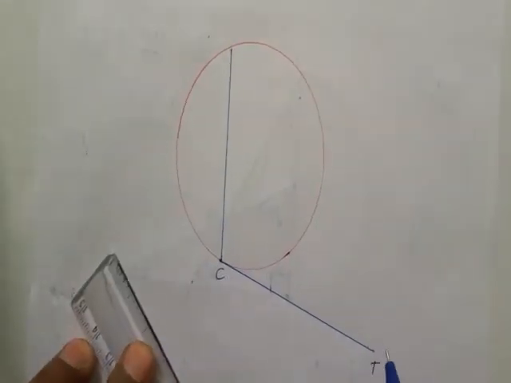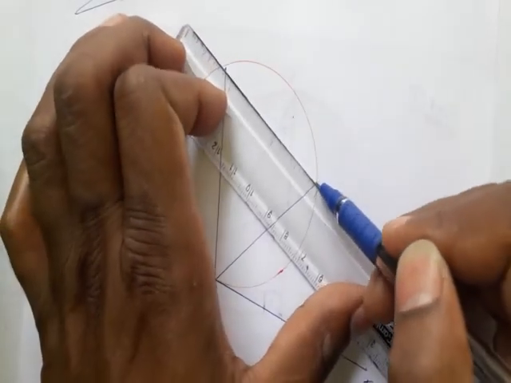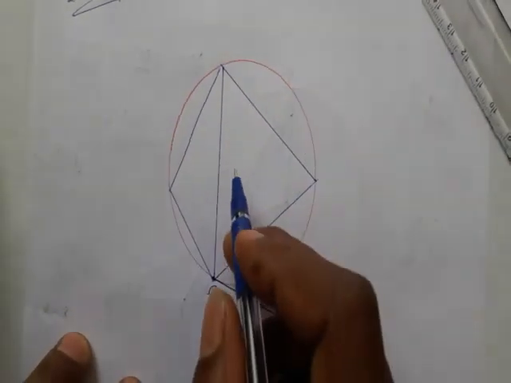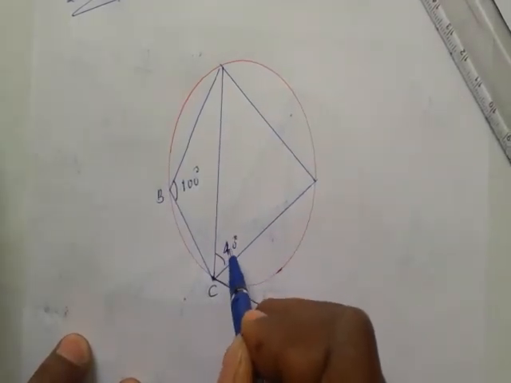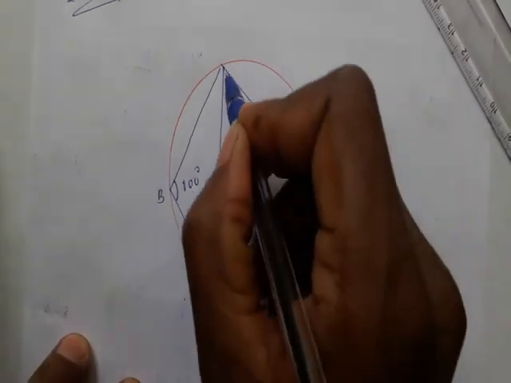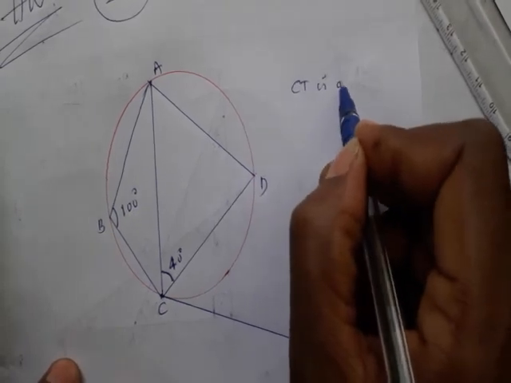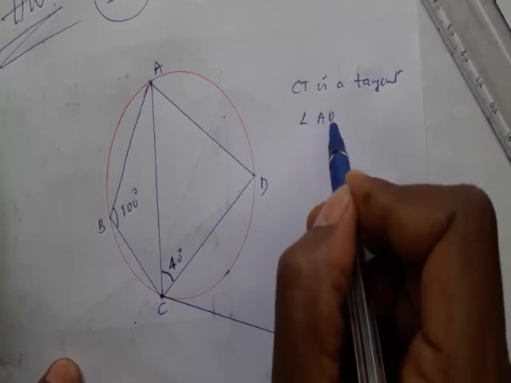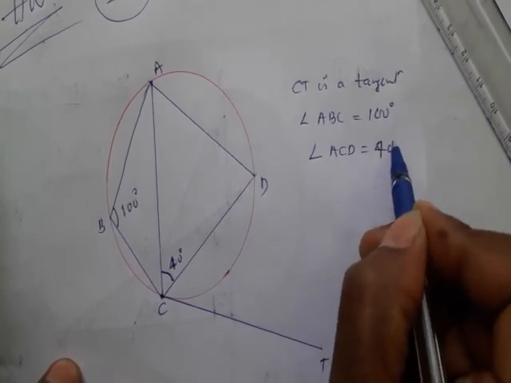So this is the tangent, CT is the tangent. Even a cyclic quadrilateral is also there in the diagram, you can use the cyclic quadrilateral also. This is 100 degree B, this is 40 degree, D, A and here T. In the question only it is given CT is a tangent. Angle ABC is equal to 100 degree. Angle ACD is equal to 40 degree.